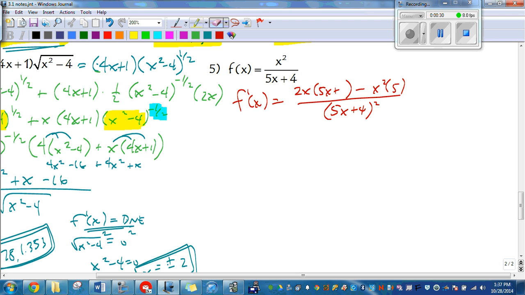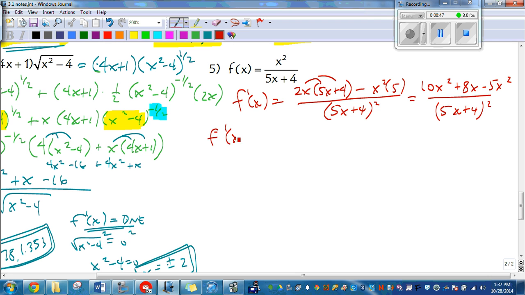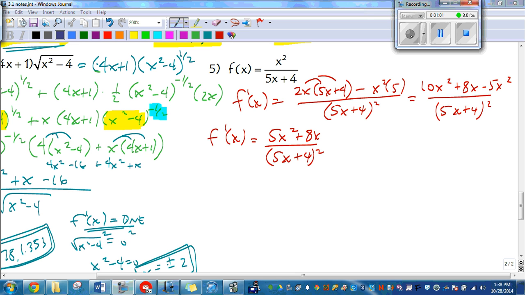So I'm going to go ahead and simplify things a little bit, distribute on top, and combine like terms. So we end up with 10x squared plus 8x minus 5x squared, all over (5x plus 4) squared. So our final simplified version of our derivative, we get (5x squared plus 8x) all over (5x plus 4) squared.